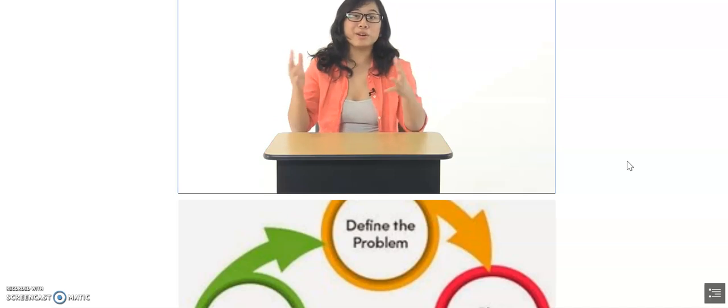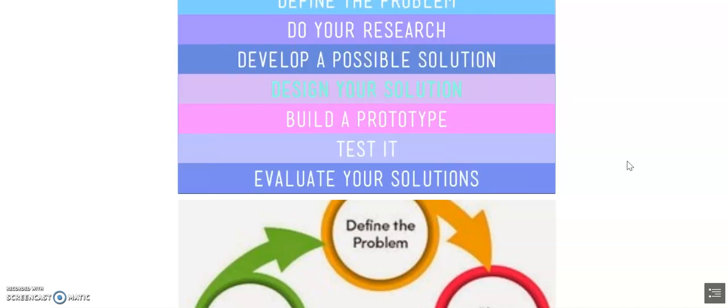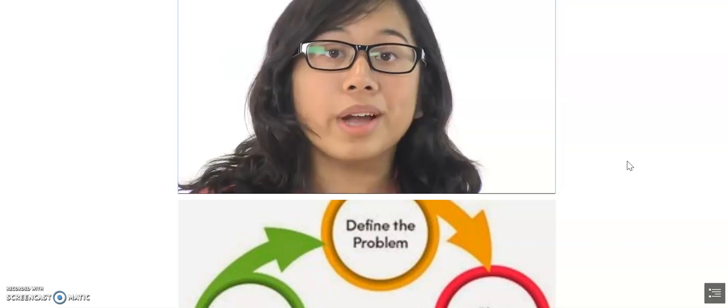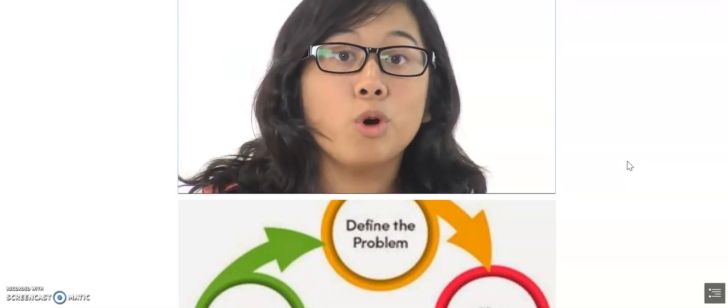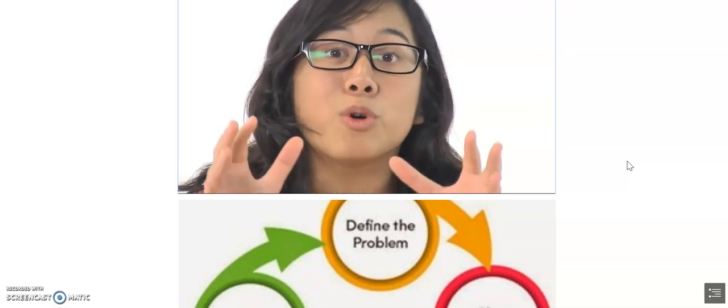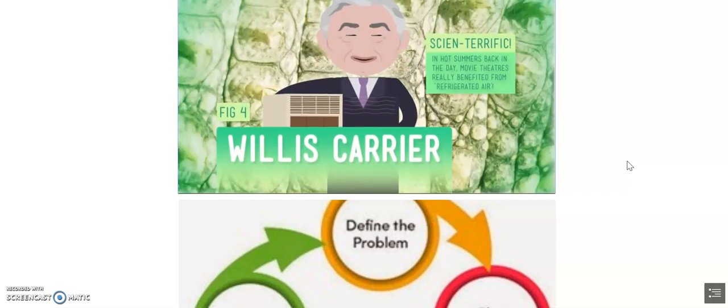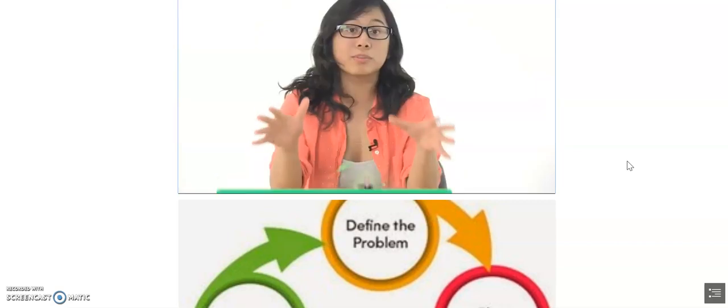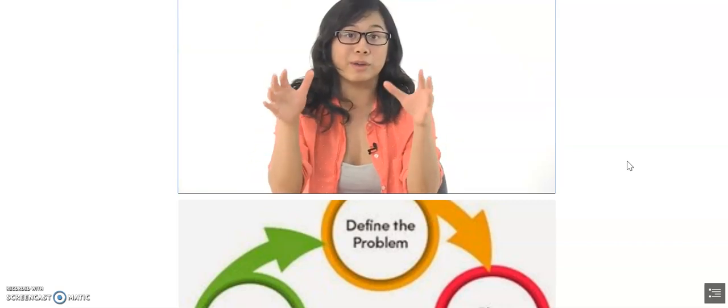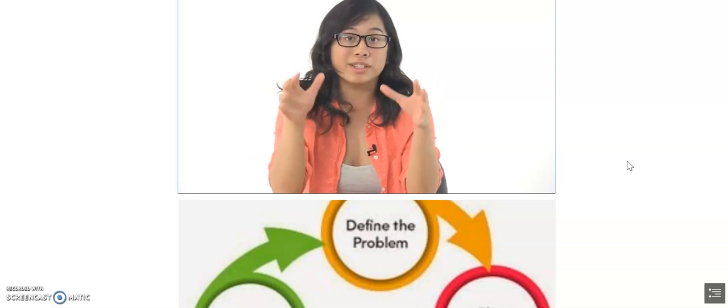Like, once you figured out why your prototype wasn't working, you'll have to design a new solution and then build it and then test it again. Sometimes engineers go through this process 4, 5, even 6 times or more. Take Willis Carrier, the inventor of modern air conditioning. He tested his prototypes for years before he figured out the design that worked the way he wanted and solved the problem he wanted to fix.